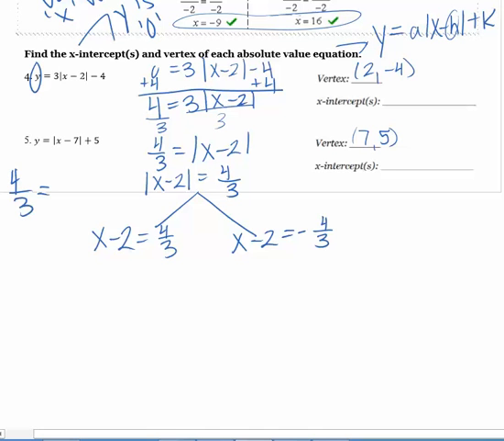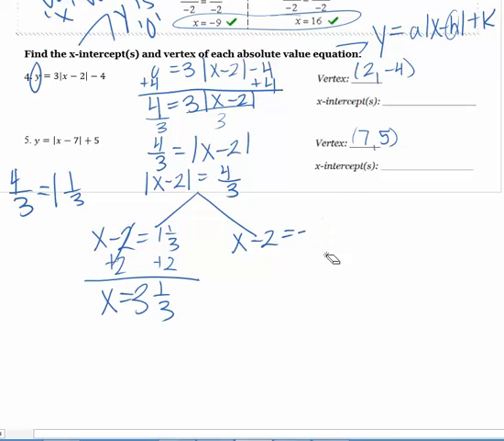Now, as a side note, 4/3 is 1 1/3, and that's going to be a little easier to work with, especially if we're adding 2 to it. So we get x equals 3 1/3. This one as well. So here we'll get x equals 2/3.